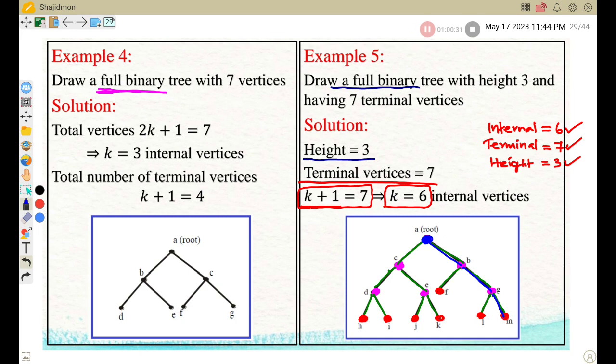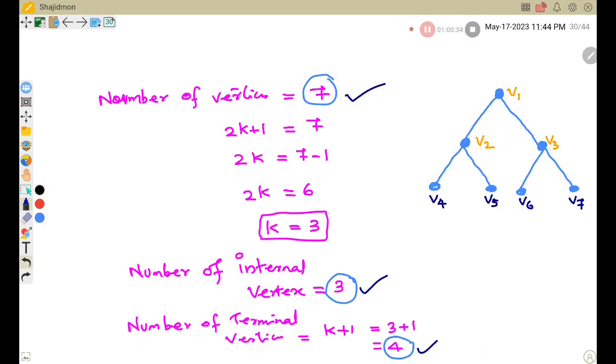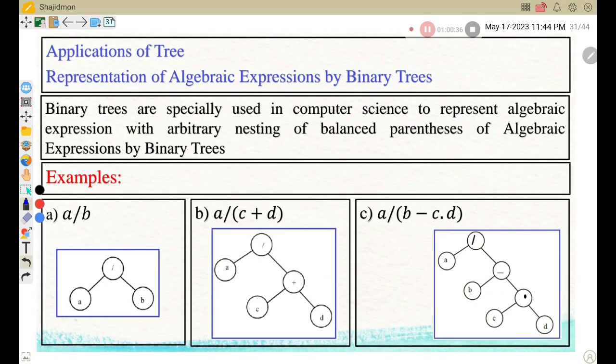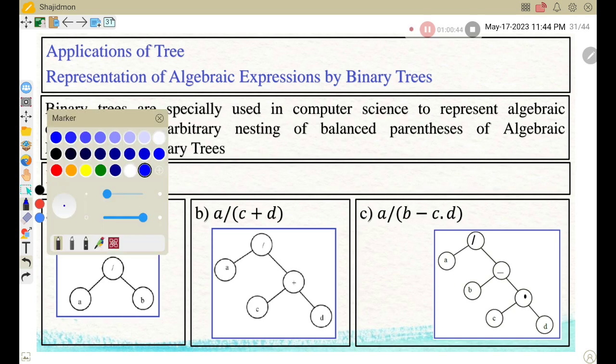Hope you understood that question. Okay, now let me go to some small applications of the tree. Representation of algebraic expressions by using binary trees. Just some small examples we are discussing here.